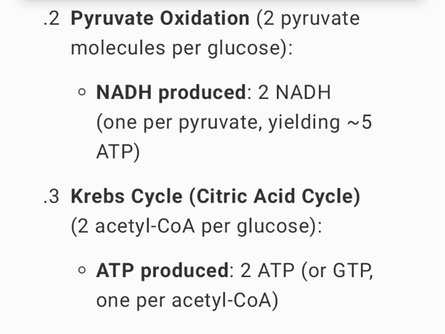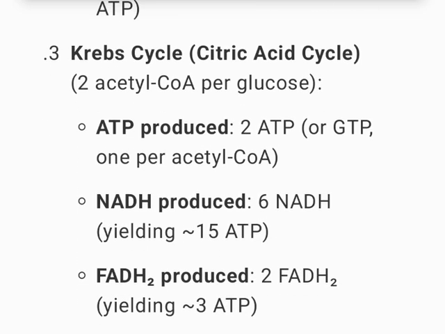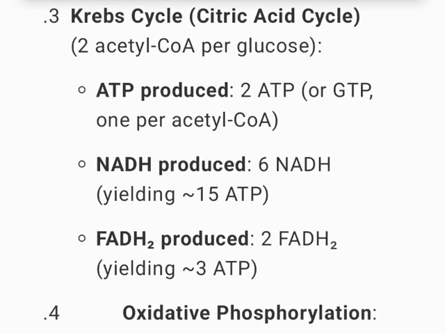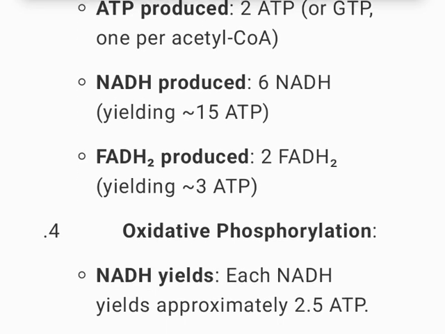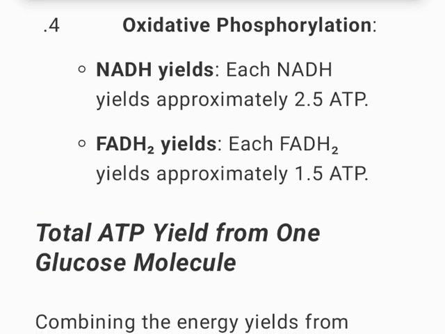3. Krebs cycle, citric acid cycle, 2 acetyl-CoA per glucose. ATP produced, 2 ATP, 1 per acetyl-CoA. NADH produced, 6 NADH, yielding 15 ATP. FADH2 produced, 2 FADH2, yielding 3 ATP. 4. Oxidative phosphorylation, NADH yields. Each NADH yields approximately 2.5 ATP. Each FADH2 yields approximately 1.5 ATP.